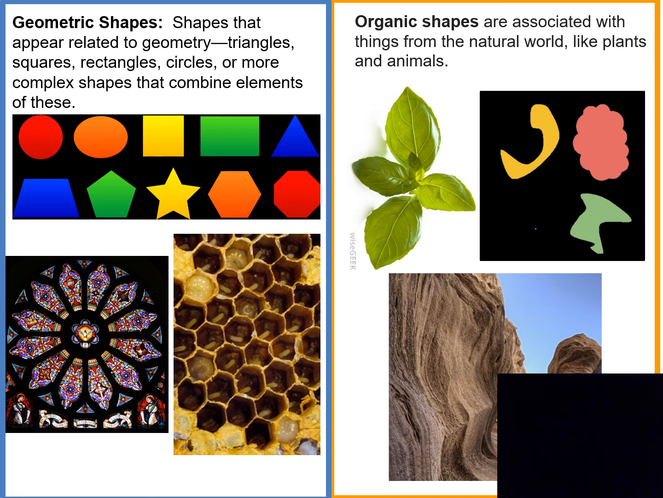Organic shapes are associated with the natural world like plants and animals, whereas geometric shapes are more what we'd expect to find with human-made objects. But there are some almost perfect geometric shapes found in nature too, like the beehives.